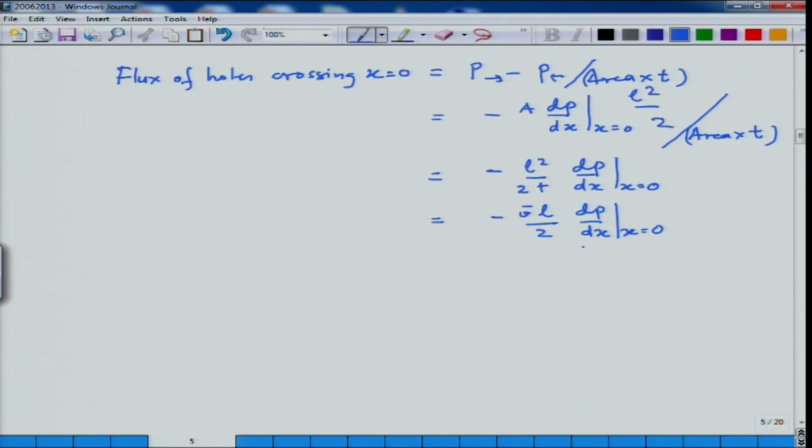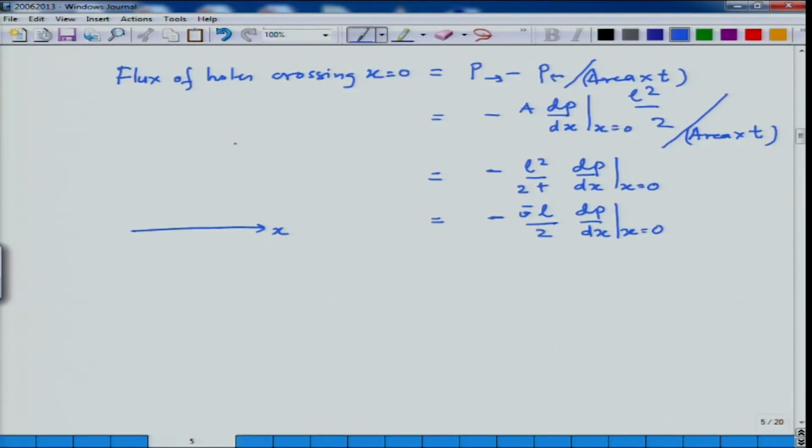This is the total value. The sign here is negative. Why is the sign negative? Because we have taken the positive x direction to be in this direction, and the carrier concentration is like this, which means the carriers are moving opposite to the positive x direction, and that is why this flux is negative. So, holes are moving in this direction, and that is why the negative sign comes here.